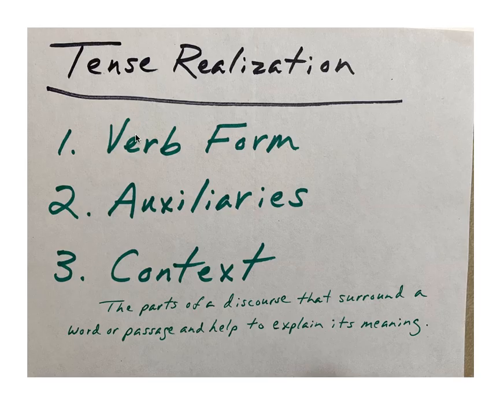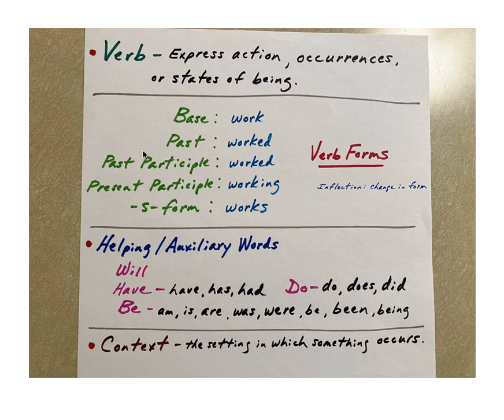Now, I discussed in my other videos how tense realization happens. There's three main factors to consider. One is the verb form, auxiliaries, if any, and then the context. Context is the parts of a discourse that surround a word or passage and help to explain its meaning. I talked about that. So your verb has ordinarily 5 forms. Everything except the verb be will have 5 possible forms. And here they are. I did a video on that.